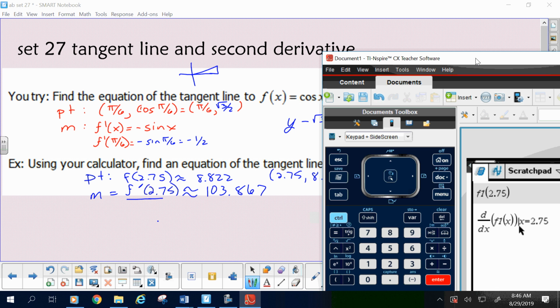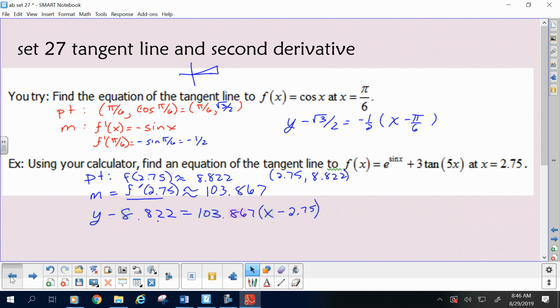103.867. We've got a point, we've got a slope. Now what do? Point slope. So y minus 8.822 equals 103.867 times x minus 2.75. All right. Are you with me so far on making a tangent line equation? You feel like you could do that with or without a calculator? Okay, cool.